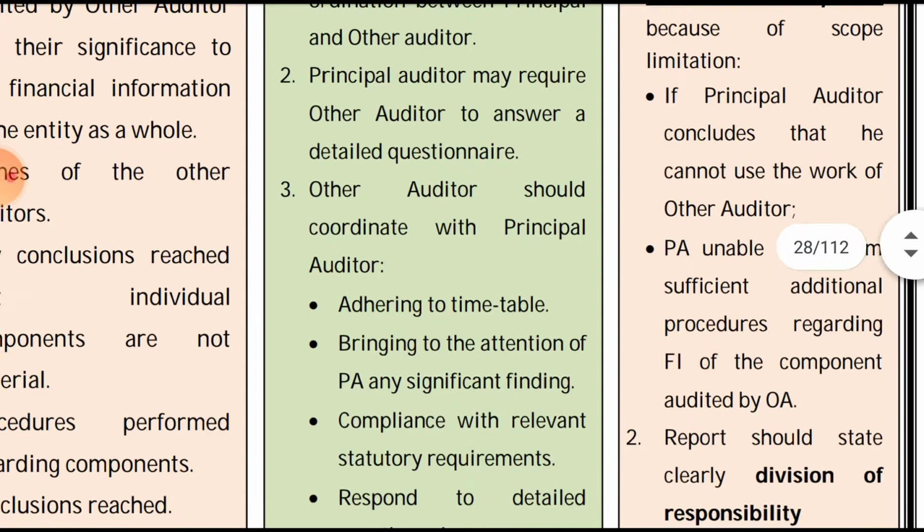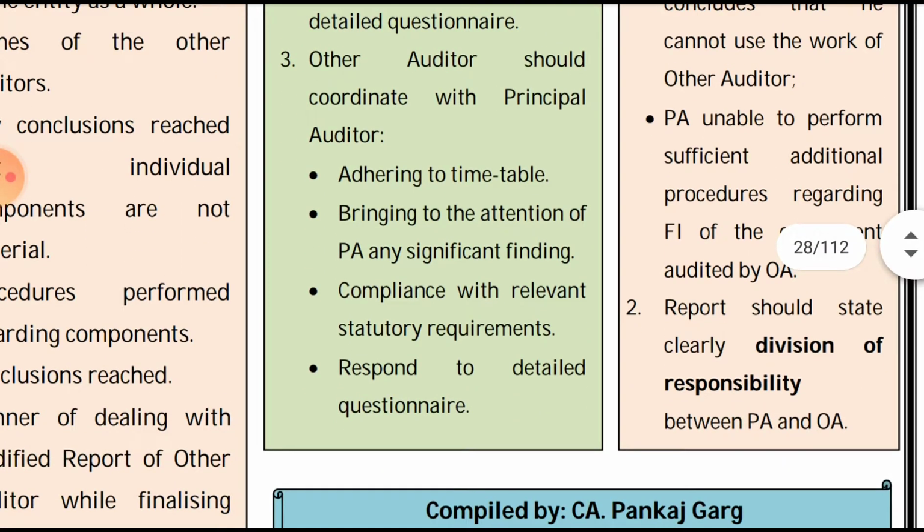The other auditor should coordinate. So on that basis, to answer, reply, or in any matter, the other auditor should coordinate with the principal auditor. There are four points: adhering to the timetable, bringing to the attention of the principal auditor any significant findings, complying with the relevant statutory requirements, and responding to the detailed questionnaire which the principal auditor has asked.